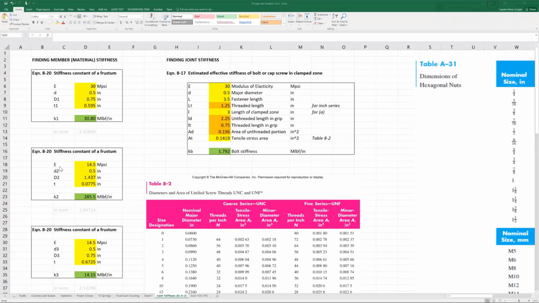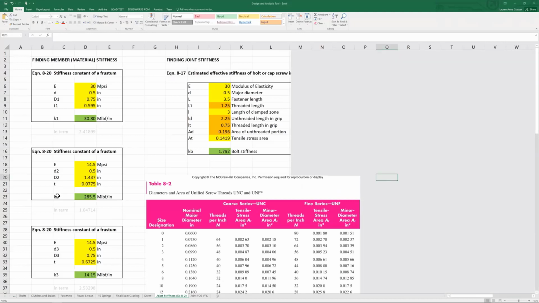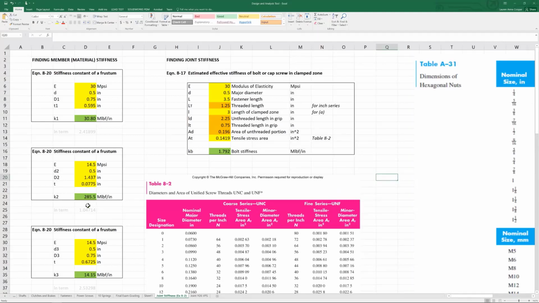So in my analysis tool, I had to look up the modulus of elasticity for cast iron, 14.5 MPSI, major diameter 0.5, big D 1.437, thickness 0.0775. You saw where these numbers came from, and that yields a K2 that is quite a bit larger than K1, so 285.5 megapounds per inch.